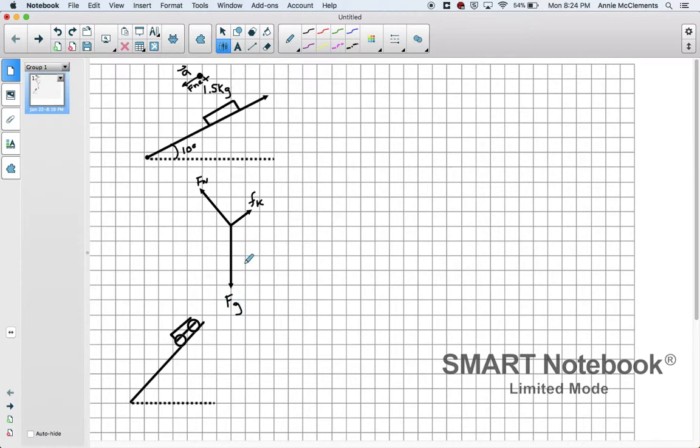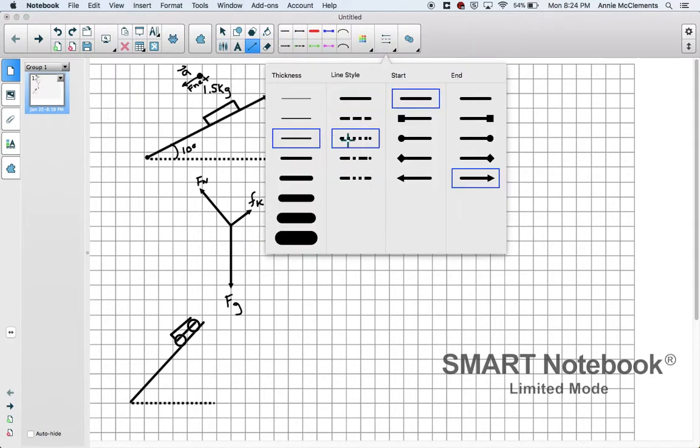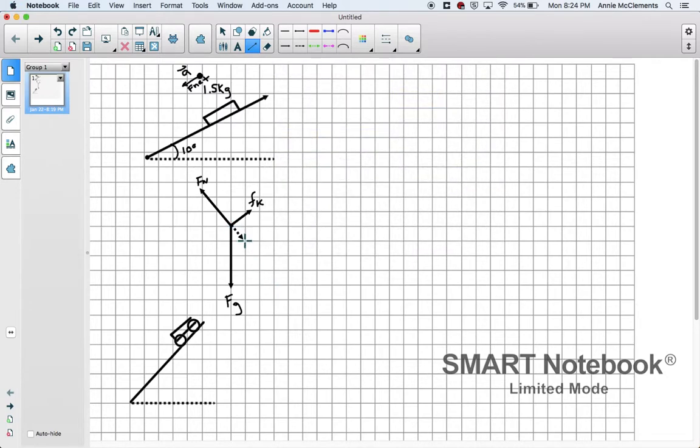Free body diagram. And then I'm going to go ahead and draw in my components here for FG. Right here we're going to have FGY and then FGX. Label those. And this right here is my angle of 10 degrees.